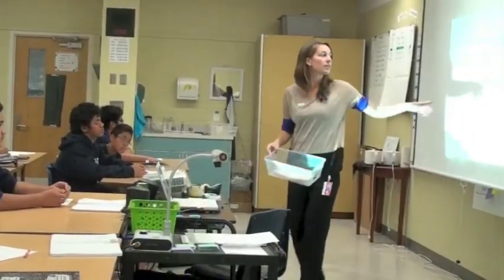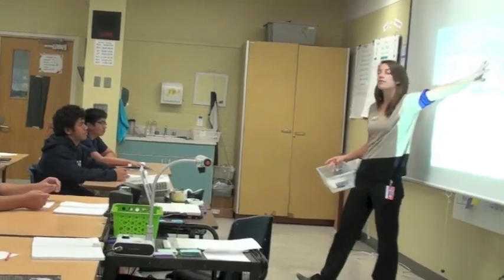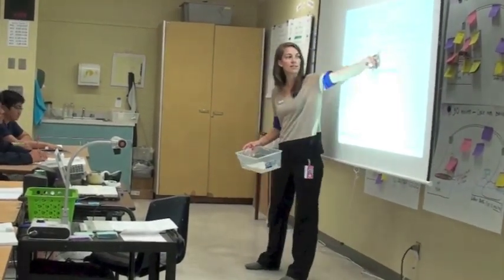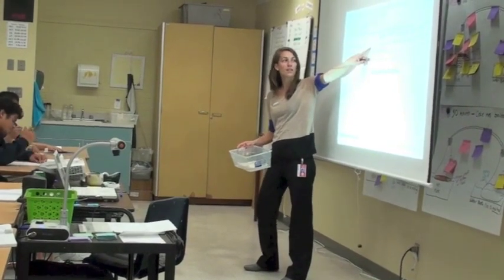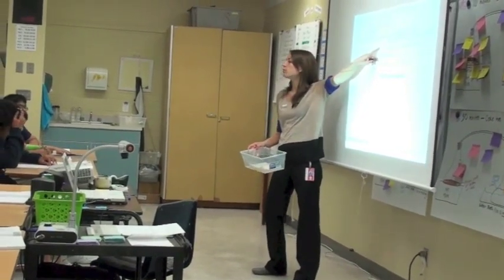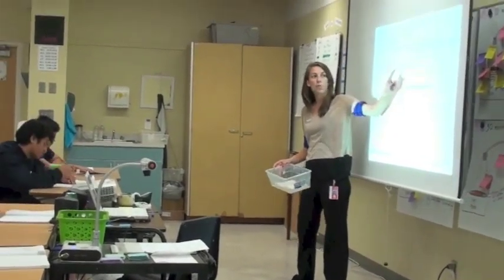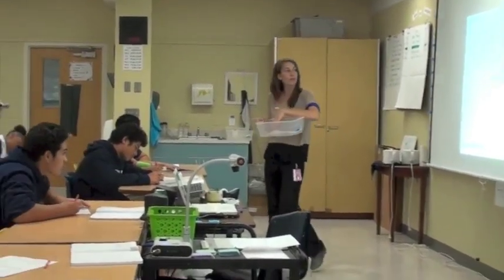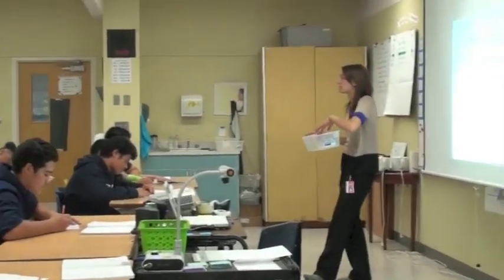At this time, I would like you to fill out this prediction. So you're writing an if, then, because statement. You're filling in this first blank with hot or cold, and then you're trying to explain why you think the hot one will evaporate faster or why you think the cold one will evaporate faster.